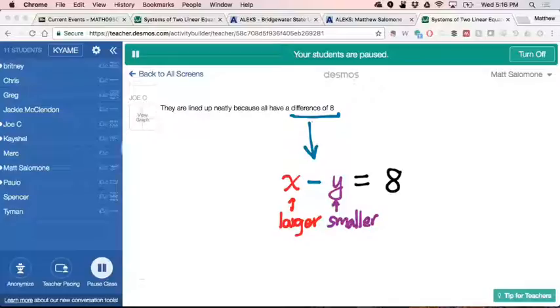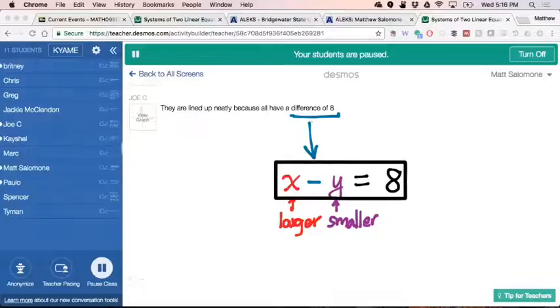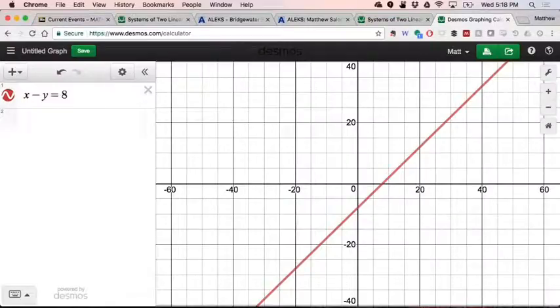Right? So that's what all of those have in common, is that their x and y coordinates all satisfy this same equation. X minus y is equal to 8. And so, sure enough, if we graph the line whose equation is x minus y is equal to 8, we do get this line. And that line happened to have our points that we all chose lying on it.